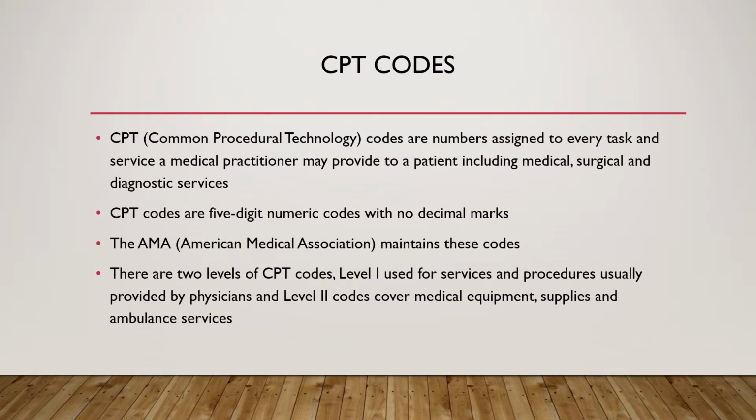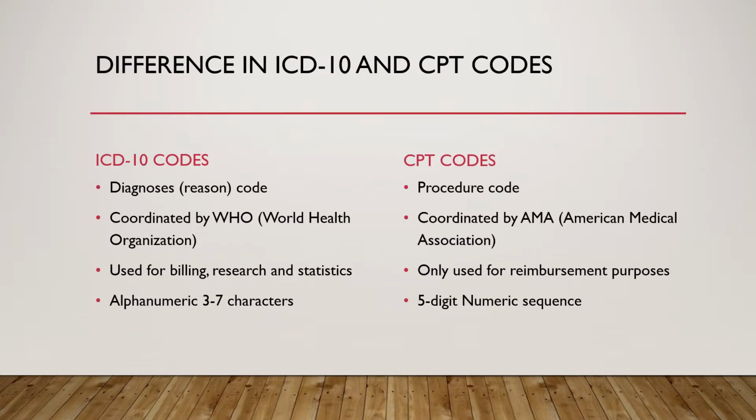CPT codes. CPT, Common Procedural Technology codes, are numbers assigned to every task and service a medical practitioner may provide to a patient, including medical, surgical, and diagnostic services. CPT codes are 5-digit numeric codes with no decimal marks. The AMA, American Medical Association, maintains these codes. There are 2 levels of CPT codes. Level 1, used for services and procedures usually provided by physicians, and Level 2 codes cover medical equipment, supplies, and ambulance services.